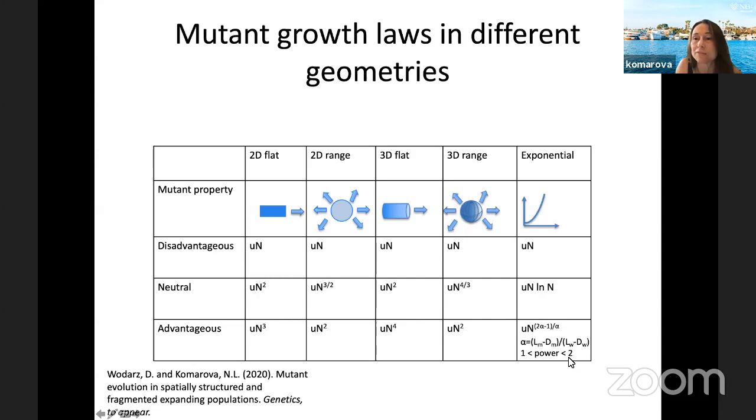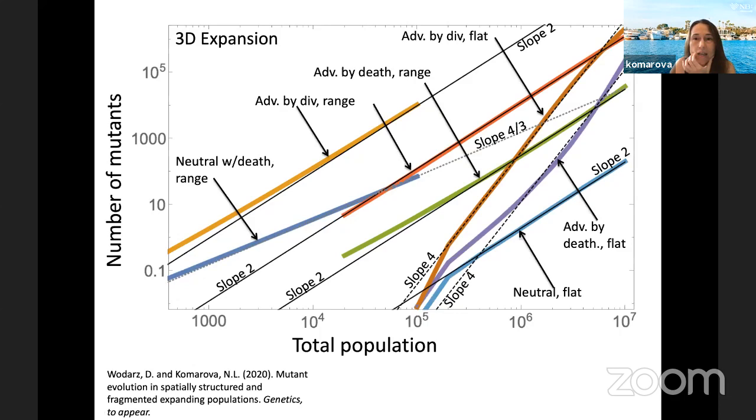Okay. So all of these grow faster than in mass action, because they have these power laws. And the largest one actually is in the cylinder, okay? So we can confirm these things numerically. These are different simulations of different geometries. These are guides to the eye showing different slopes, and it works quite well.